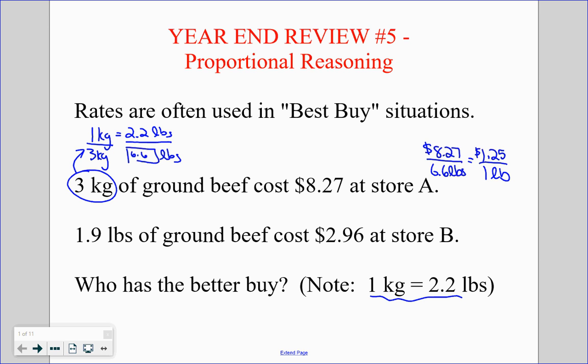Now I also have 1.9 pounds of ground beef cost $2.96. So again, on my first one, I did the dollars on top and the pounds on the bottom. So I want to make sure I do the same thing on this one. So $2.96 for 1.9 pounds. So that is $1.56 for 1 pound. So store A is $1.25 for 1 pound. Store B is $1.56 for 1 pound. So which is the better buy? That would be store A. Okay? So make sure that you write your units in so you always know what you're comparing.